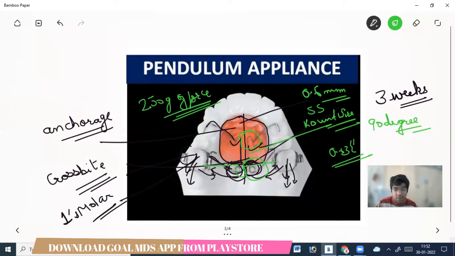So these are the important points regarding the pendulum appliance that you all have to remember. It is a very important topic that has been asked again and again in either NEET or AIIMS entrance exams. So if you know this topic well, you can get a better score in the exam if questions are asked related to this topic. So this was all about the pendulum appliance.